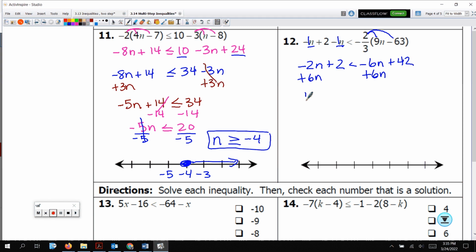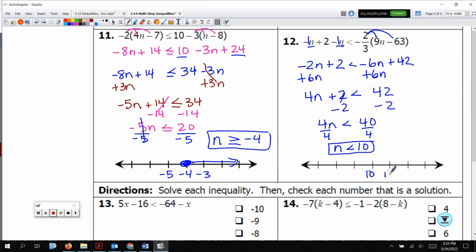All right, negative 2 plus 6 is 4. Bring everything else down. And now it's just a two-step. You got it. Right, got to get rid of that addition and subtraction, so we subtract this positive 2. 4n is less than 40. And now I divide by 4. And n is less than 10.